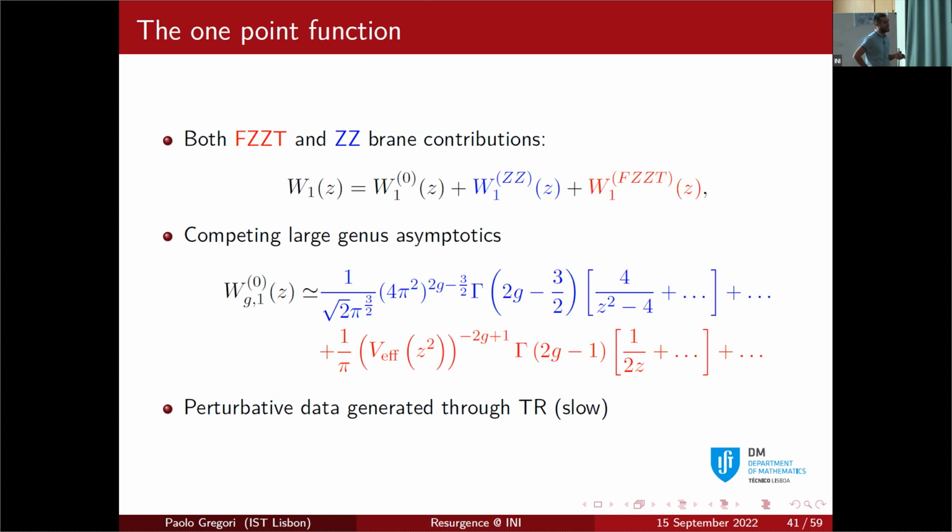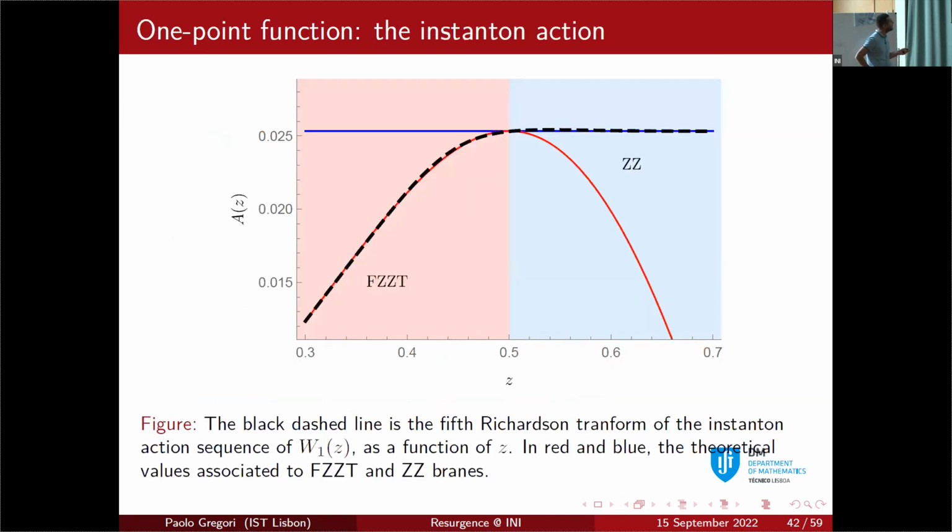Unfortunately, in this case, we don't have Zograph's algorithm for computing the WG1. We have to rely on topological recursion, which is quite slow, as I said. We had very few data. I think we had only 7. So we were not expecting to see very good numerics. But instead, surprisingly, the numerics agrees beautifully with the theoretical prediction.